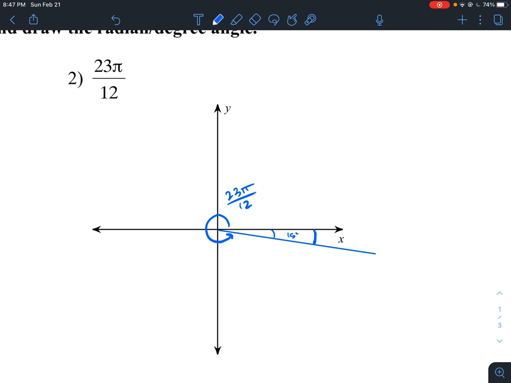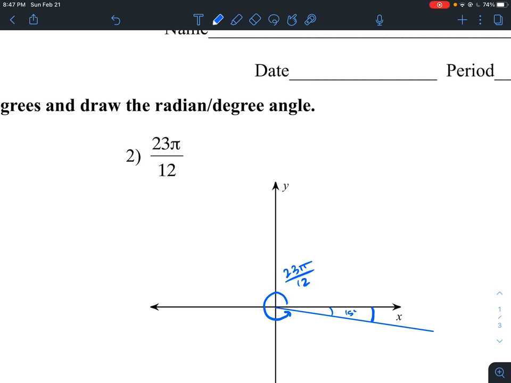Now let's convert this and see how this compares. So if I convert this to a degree measure, so I know 23 and I know pi is 180 degrees, so I'm going to change that to pi radians is 180 degrees divided by 12. So if I use a calculator, 23 times 180 divided by 12, I get 345 degrees.